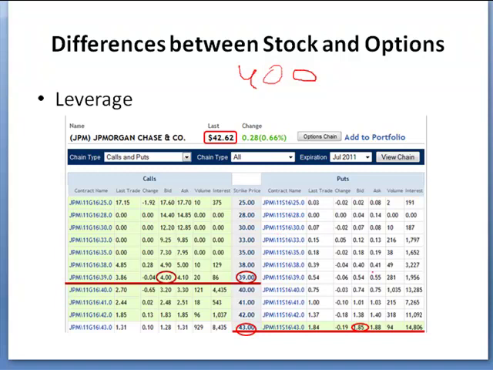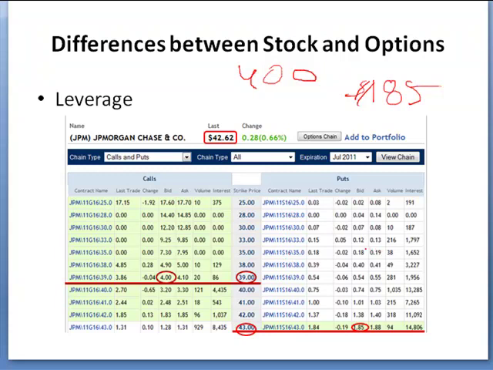Or you could simply participate in the downward movement of the stock by purchasing this particular put option, which gives you the right to sell for $43. This option would cost you $1.85 per share, which would bring your total to $185. So for $185 you could participate. Otherwise, again, you would have to short the stock, and if it moved against you and went up instead of down, you could lose a lot of money.